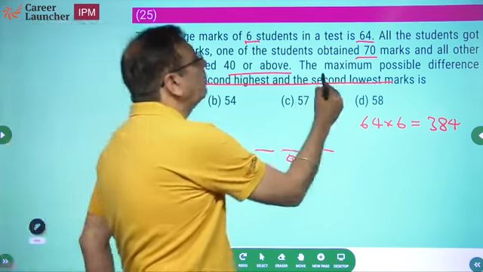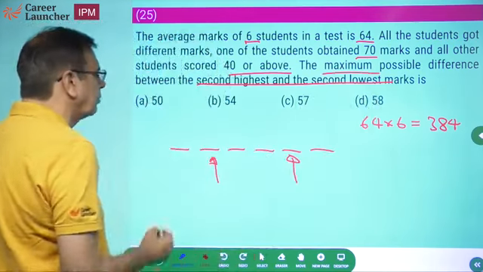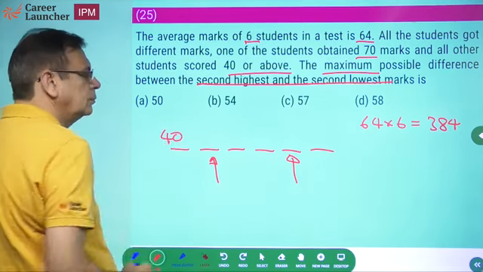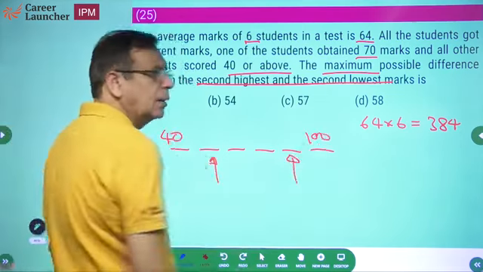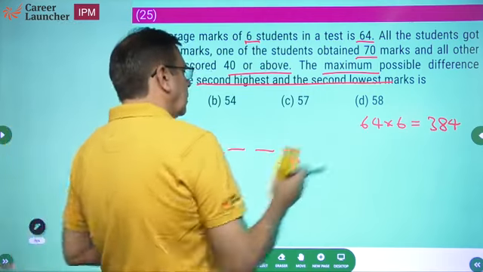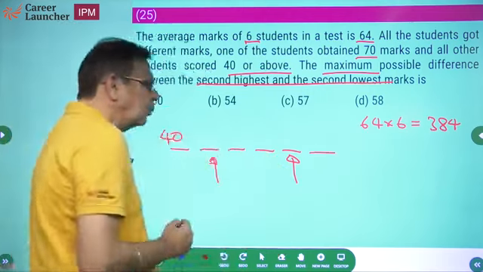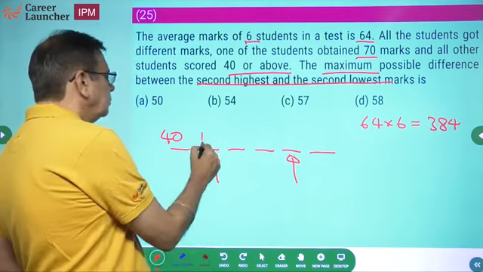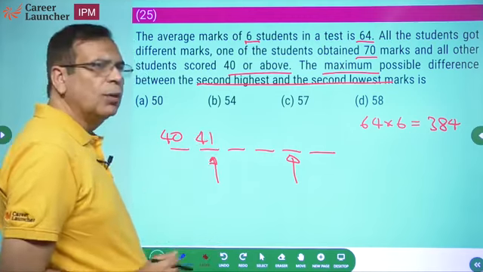And we want the maximum possible difference. If I want the maximum possible difference, I'll want the smallest here. I'll want this to be the highest possible. But whether it can be 100 or not, we'll look at that. Okay. And what is the second highest you will want? Second lowest, sorry. Second lowest will be 41.